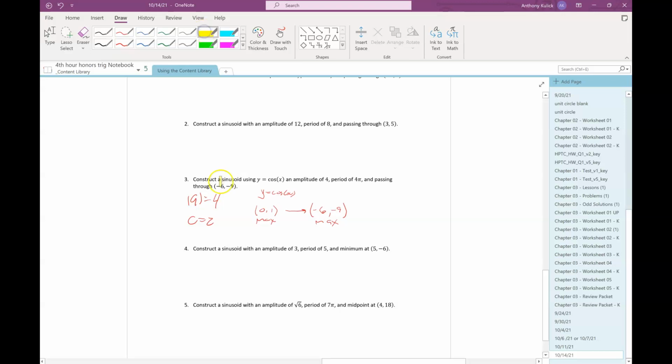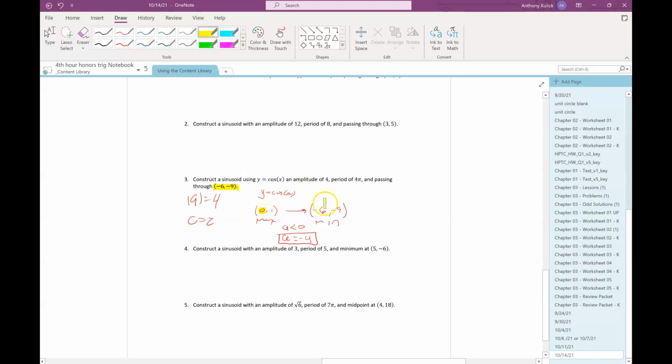Okay. See, notice here it doesn't tell you what kind of point that is. Yeah, I turned it into like negative 4. I mean, if you want to make negative 6, negative 9 a minimum, that's fine. Do you want to do that? Okay. That's fine. Yeah, so that would tell me that A is negative. So A is negative 4.